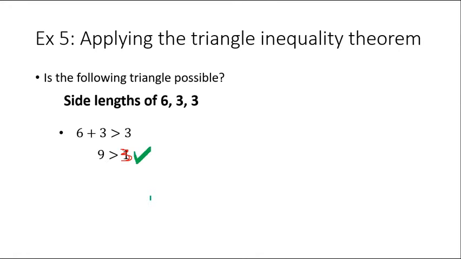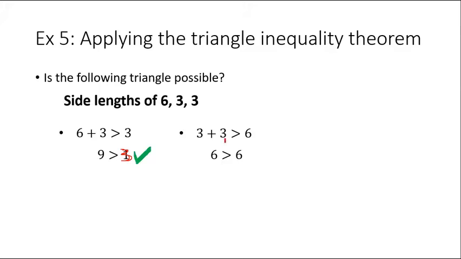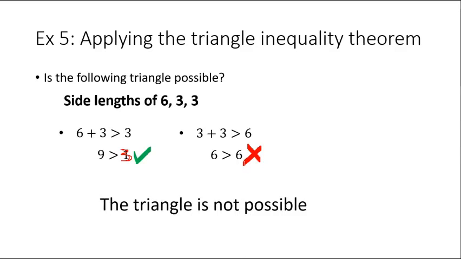All right, now let's compare the other two sides. So we're going to say, is 3 plus 3 greater than 6? So here we get 6. Is 6 greater than 6? No, that does not work out because 6 is equal to 6, not greater than. So that didn't work out. So because one of the inequalities did not work out, we say the triangle is not possible.